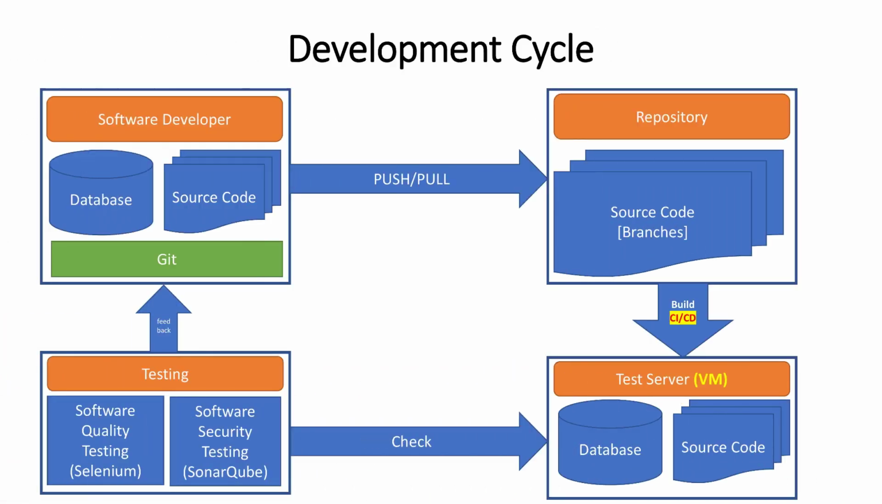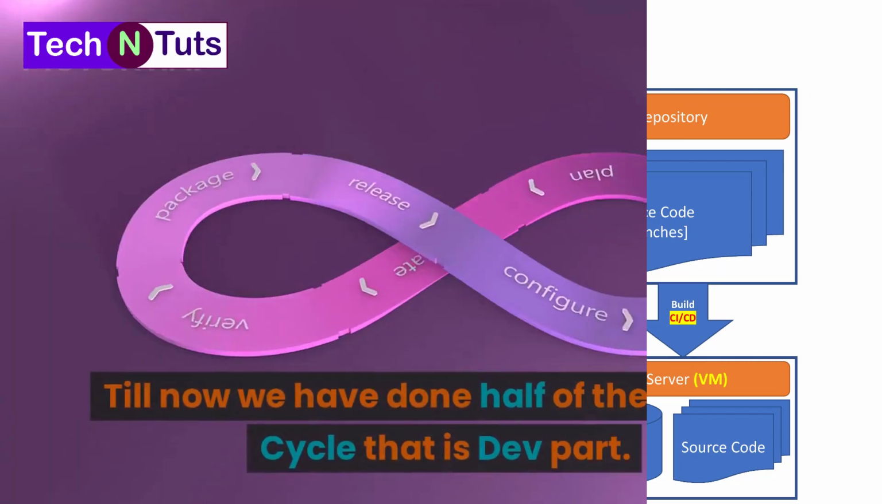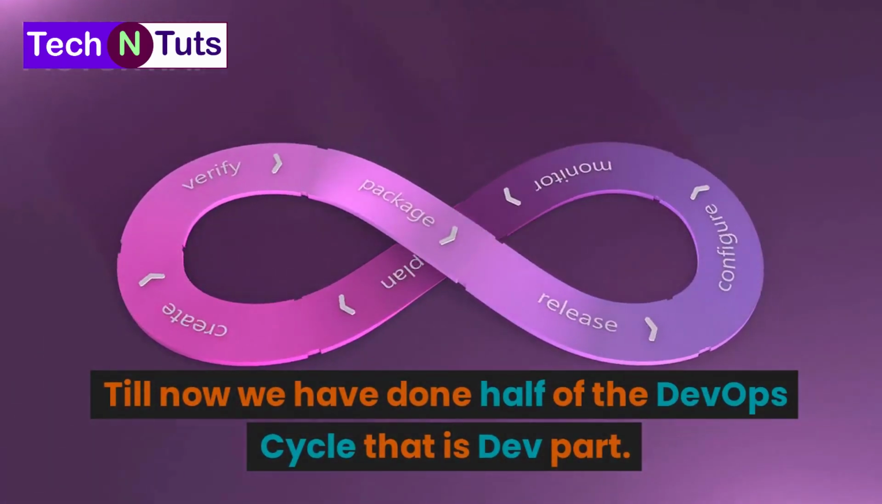Previously, we performed the build manually, and now we would like to perform the build by CI/CD automation, so that when source code is pushed to the repository, the build will be performed automatically. Till now we have done half of the DevOps cycle, that is the dev part.